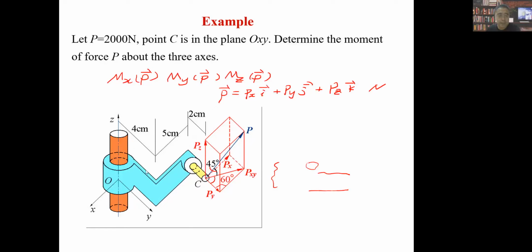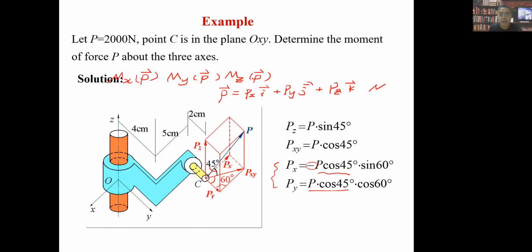The same reason applies if we try to calculate the moment of P to axis X, because Px will always be parallel to axis X. So we only need to calculate Pz and Py. This whole process is a little bit complicated, and maybe you cannot totally understand. So I highly recommend that you just have an impression of the second method. I think I have told you.